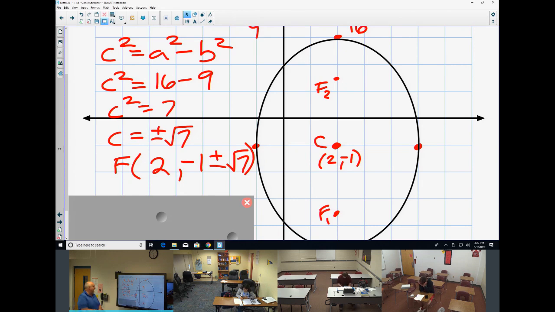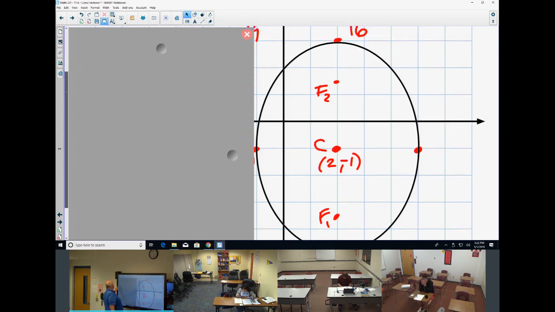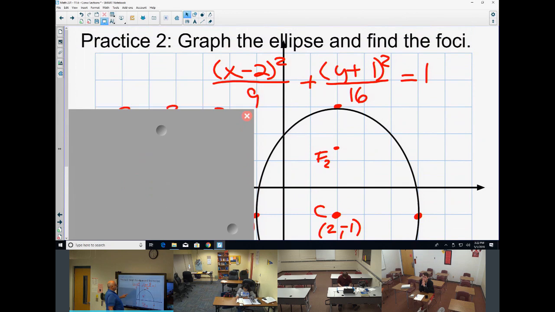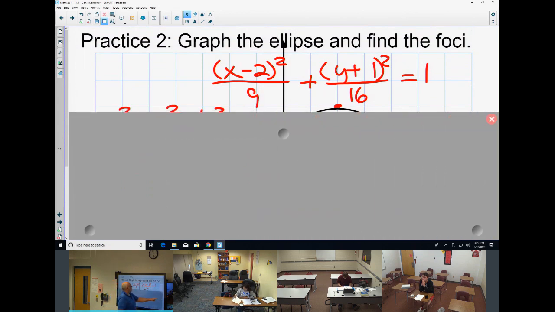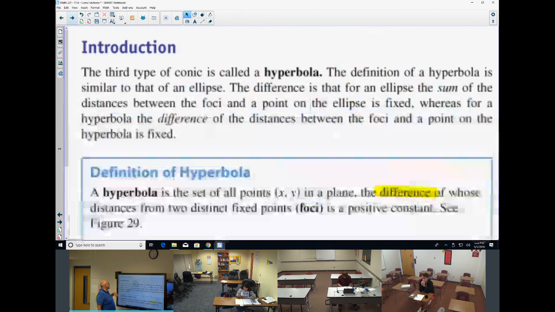All right, so that is ellipses. Okay? All right, now, the last one is the hyperbola. To make the equation for the hyperbola, all I have to do is change the plus in the middle to a minus. That's it. And it's a hyperbola.